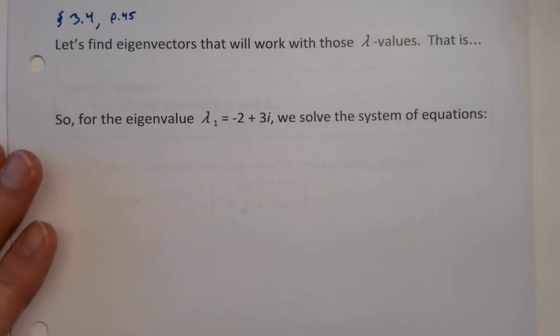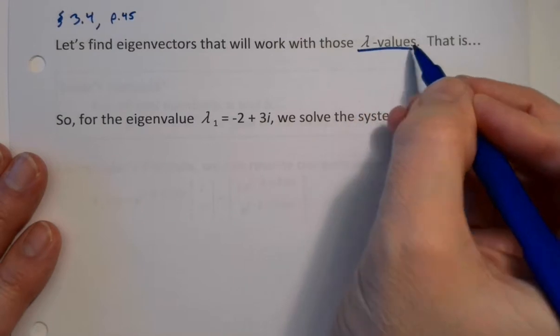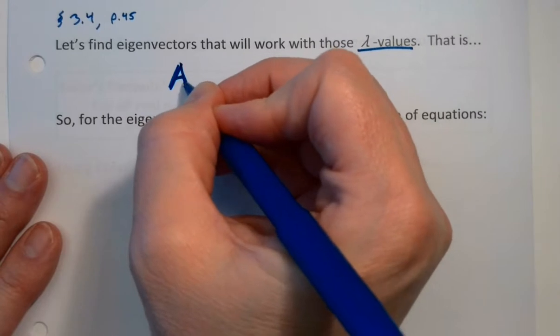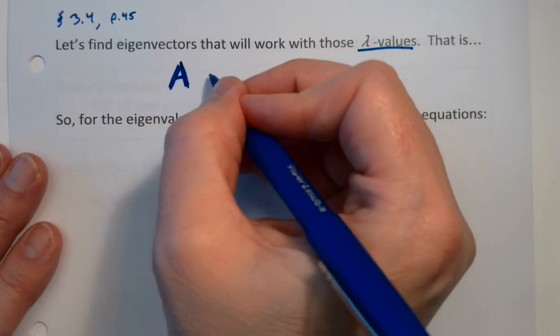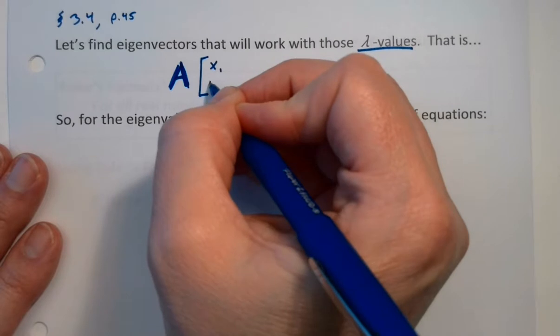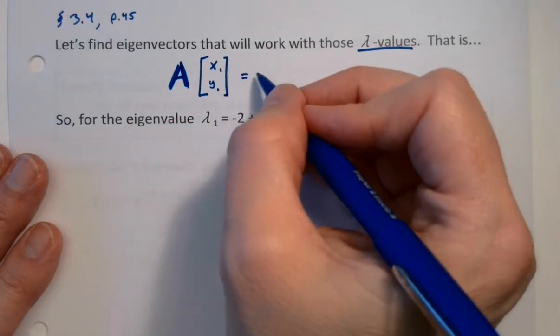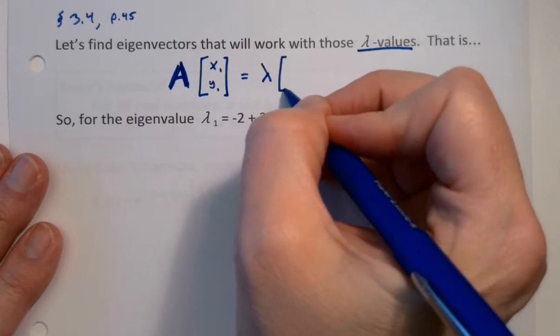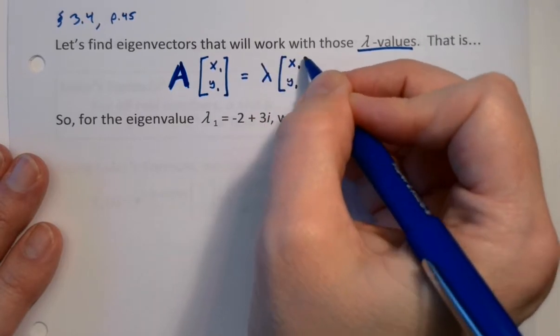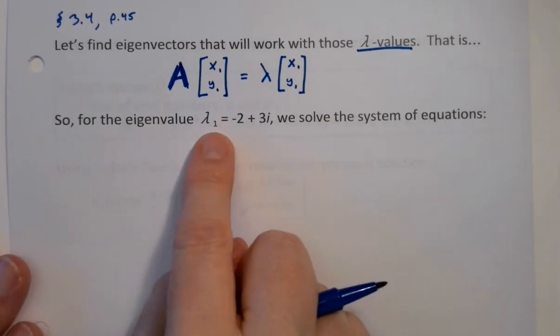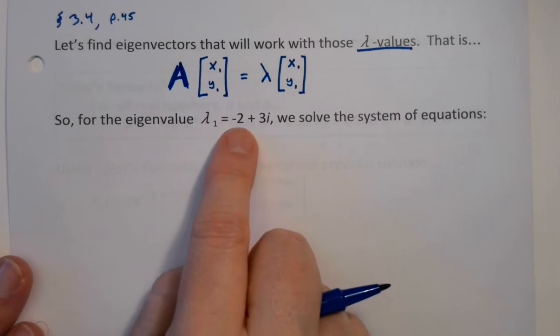Just a reminder that if we find eigenvalues, then those eigenvalues have to make this equation true. That's our basic equation of take your coefficient matrix, multiply it by some eigenvector values, x1, y1, and that must be equal to the lambda value times that eigenvector. These two things must be equal in order for lambda to be an eigenvalue. So let's try it out. Let's try it for our lambda 1 from the previous page of -2 plus 3i.